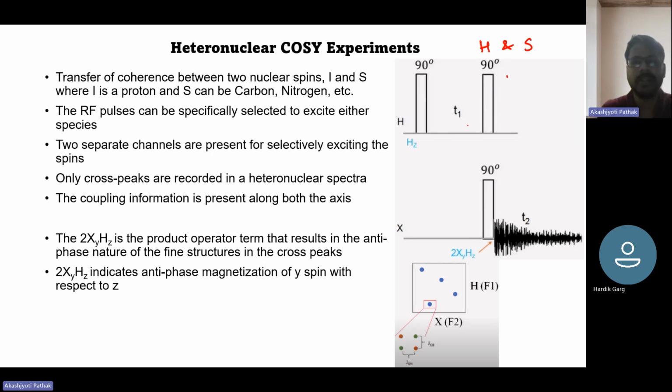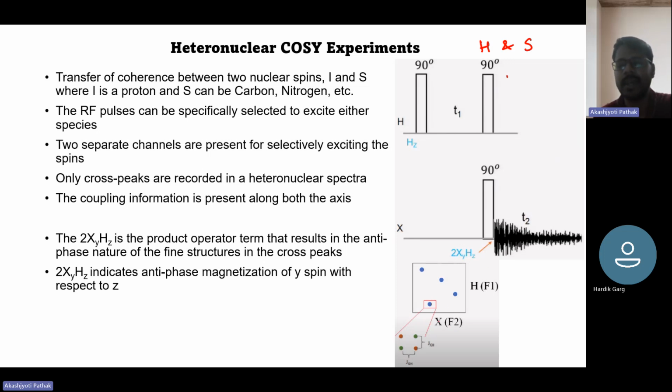So what is happening over here? In this T1 period, this proton magnetization is evolving with its characteristic frequency. Now this pair of 90-degree pulses you see here is applied simultaneously. What will this do? This will transfer the magnetization, the coherence, from the proton to the X nucleus, and the X nucleus is ultimately detected during the T2 period. So you see here the X nucleus is detected in the T2 period.